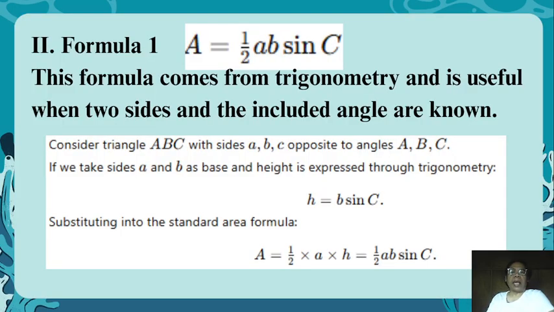And then if we take side a as our base, the height expressed through trigonometry would be h is equal to b times sine C. So substituting into the standard formula, area is equal to 1/2 times a times h. So we have 1/2 times ab times sine of angle C.